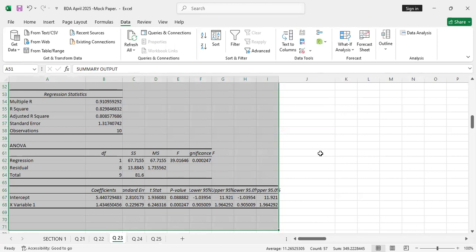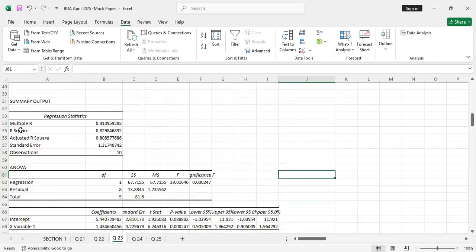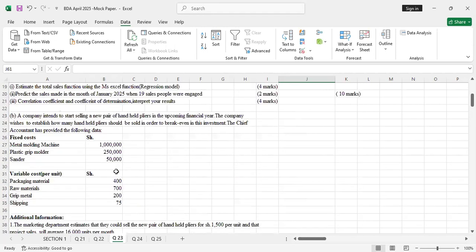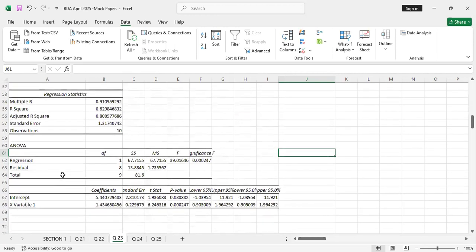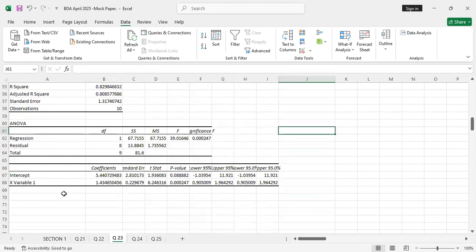Once you say okay, you can see we now have what we call the summary output. We have multiple R, R square, adjusted R square, standard error, and observations are 10. When you're doing this question, always make sure that once you have worked out the summary output, you check the number of observations. You can confirm from March to December, those are 10 months. When you get the observations right, it means that you have selected and captured everything.